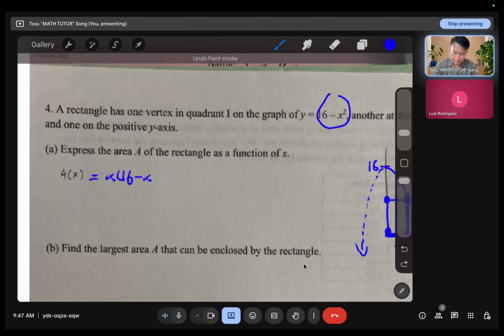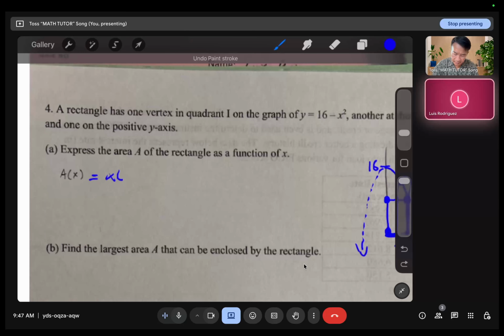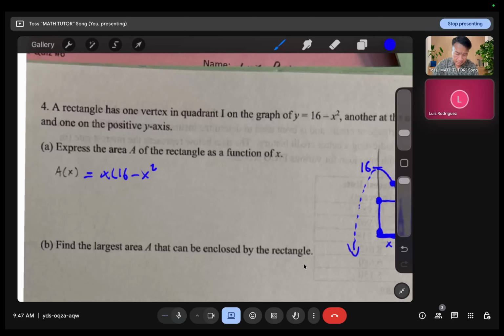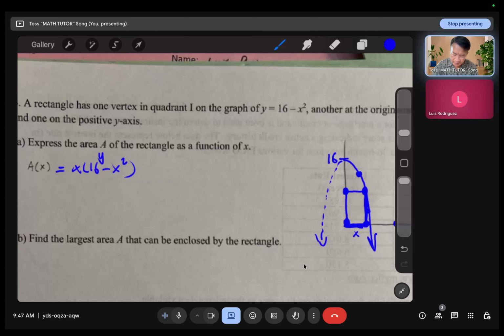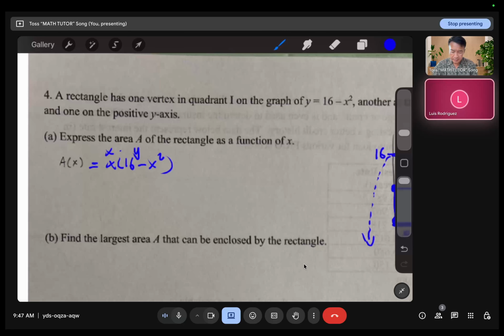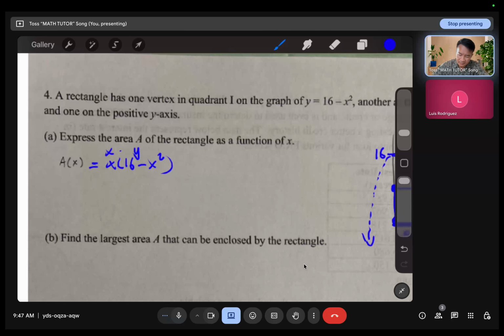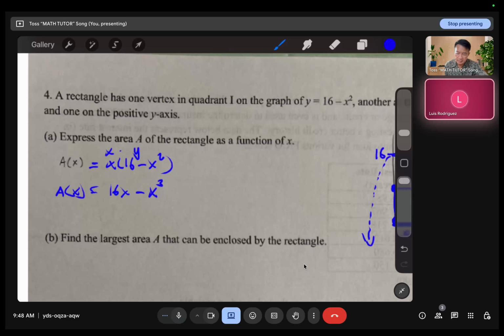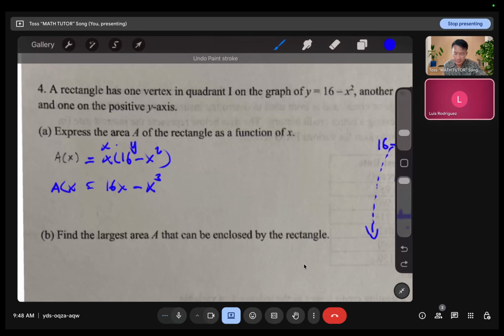Let me be neat here, writing 16 minus x squared. So this is your y, x times y. That's it. You could distribute. I never do that, but I think I should do one. So A of x is 16x minus x to the third power.